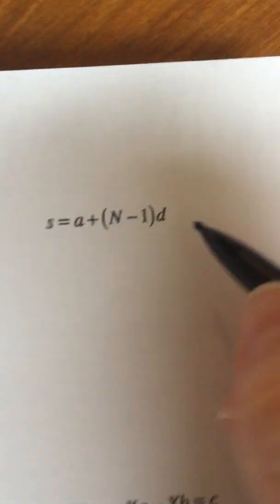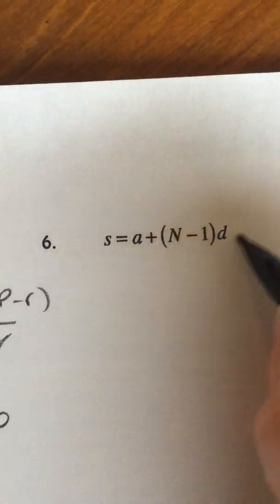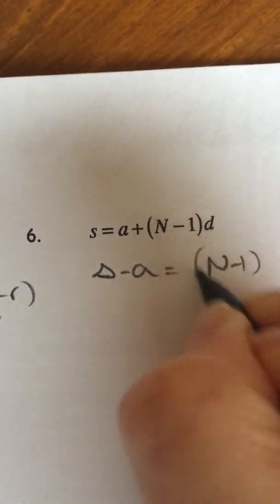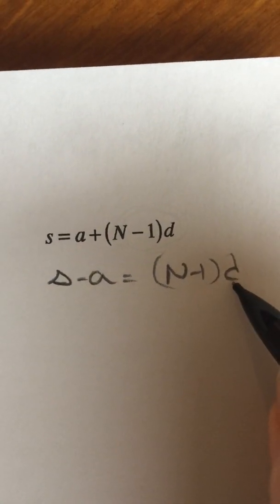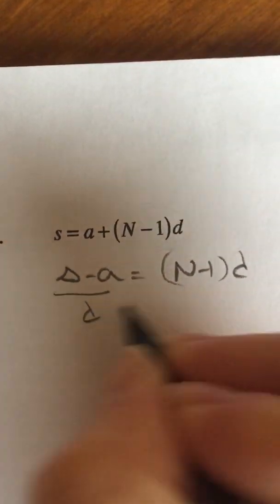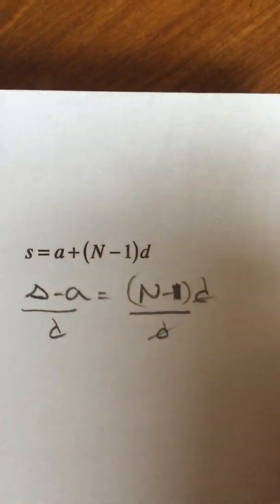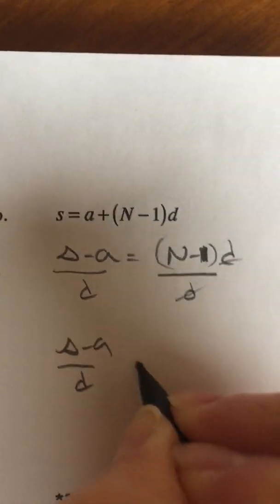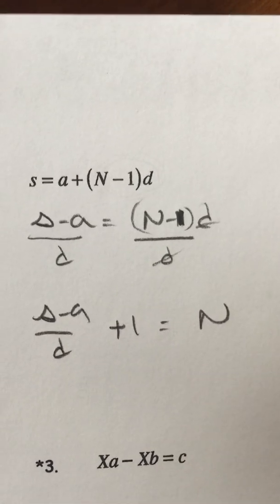And the last one, n is in there. All of this I need to get by itself by subtracting a. And then it's d, the thing I want is n. I'm going to divide off by d because it's multiplying, so I'm going to divide it away. It's gone, and that leaves me with n minus 1. And to get n by itself, I need to add a 1. So I'm going to get s minus a all over d, add a 1, will equal n. Subtract 1 plus 1, which is gone.